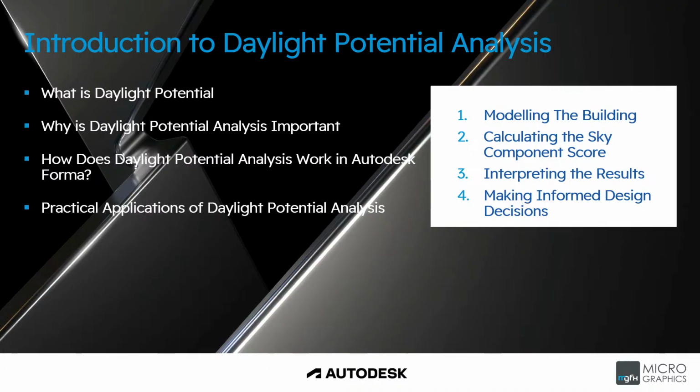The analysis calculates the vertical sky component score for different facade areas. This score indicates the percentage of the sky visible from a given point on the building facade, providing a measure of daylight availability. Interpreting the results.